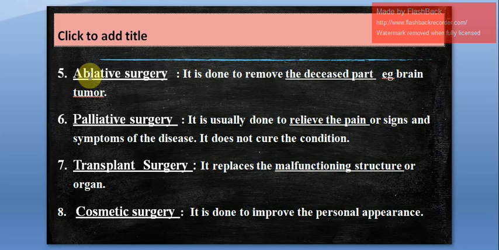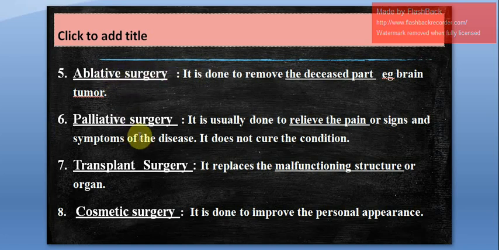Next is ablative surgery. Now, ablative surgery means it is done to remove any diseased part. Suppose you have got a tumor, you want to remove the tumor. Now, that will come under ablative surgery, whether it is a brain tumor, lung cancer, or breast cancer, all that comes under ablative surgery.